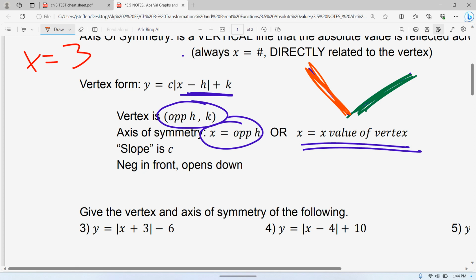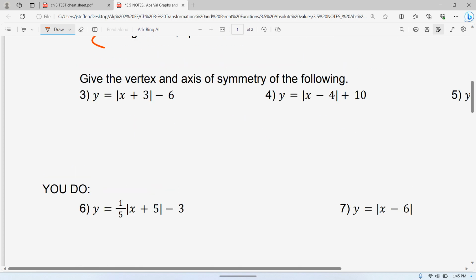Last but not least, if that c is negative, that's where it's reflected across the x-axis, and if it's reflected across the x-axis, it just opens down. Now the good news, in my opinion, is the slope and that negative work together when you graph yours, and you'll see what I mean in a second. So, moving on.